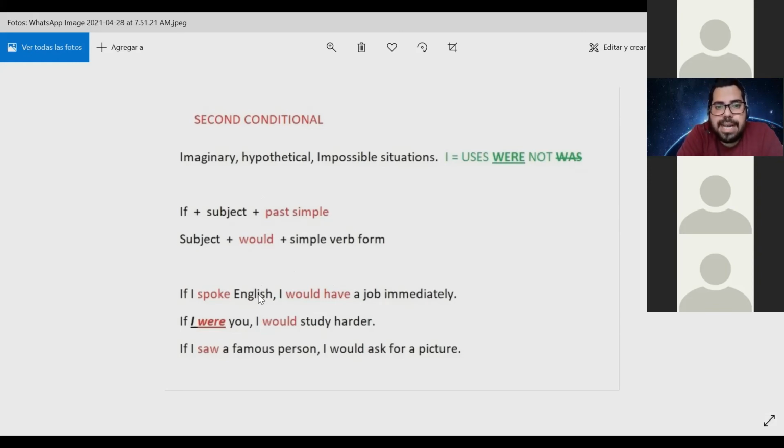Look at that, guys. If I spoke English, I would have a job immediately. Guys, this is an imaginary situation. This is something hypothetical. Es una situación hipotética. If I spoke English, look at that, you're imagining. If I spoke perfect English, I would have a job immediately, okay? So you are imagining. This is a hypothetical situation. Okay, so look at that, guys. Second conditional: imaginary, hypothetical, or impossible situations.